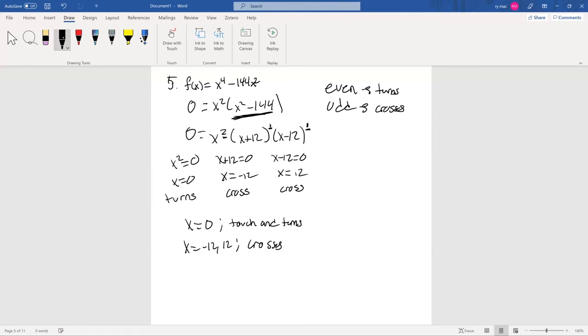Obviously, you don't have to write it exactly like this. You don't need the semicolon. Maybe you say touches and turns, but as long as it has the same concept that you're showing, that the one with the 2 multiplicity touches and turns and doesn't cross, and that the ones with the single multiplicity do cross, that will get you the right answer on this question.